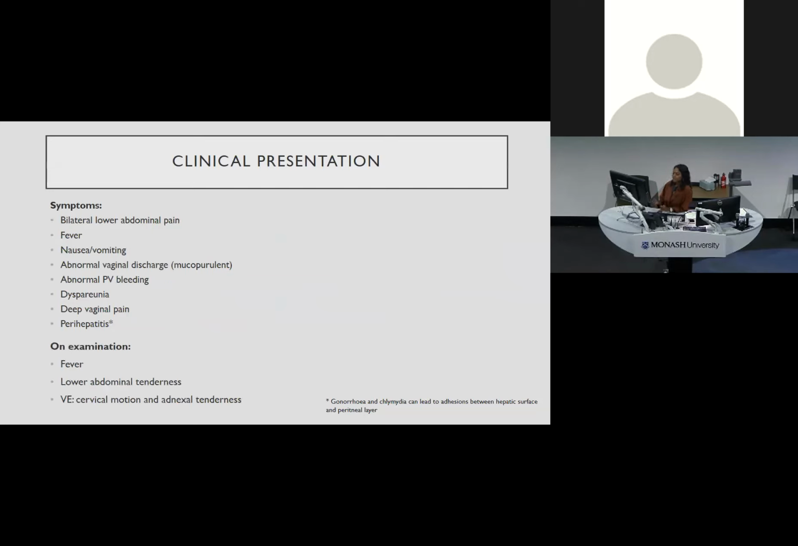On examination, vital signs might prompt you towards thinking about an infection. There might be low abdominal tenderness, guarding potentially. On VE, there'll be cervical motion excitement and also adnexal tenderness.